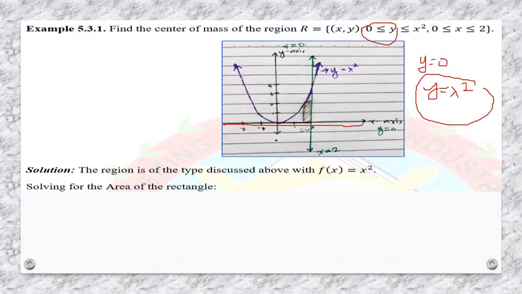So, the region is of the type discussed above with f of x equal to x squared. So, ang function natin dito class is the parabola x squared. Okay, it is also bounded by the line x equals 0. So, ang x equals 0 class is yan yung y-axis. And then, the line also x equals 2. So, ang line natin x equals 2 is itong line na ito, itong green. So, yan yung line na x equals 2. So, which means, ito yung hahanapan natin ng center of mass. Itong region na ito. Okay.